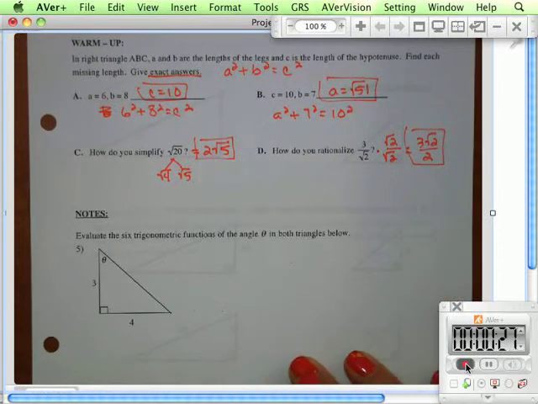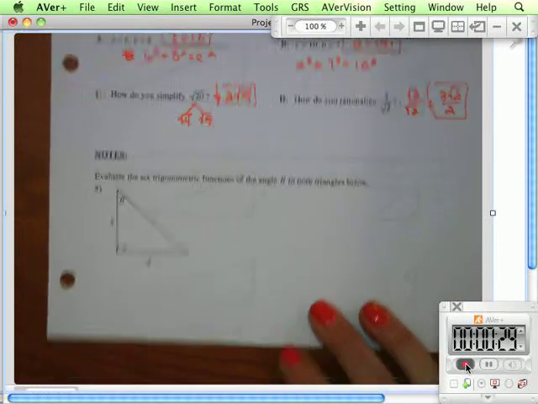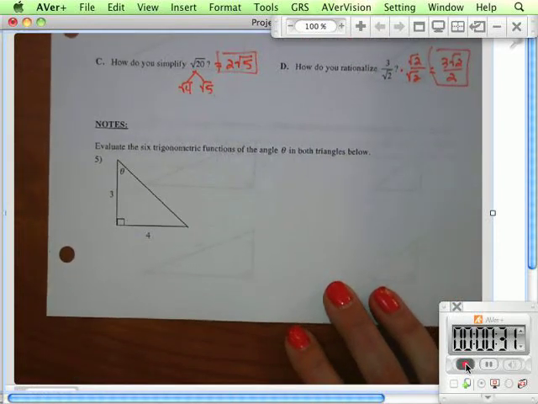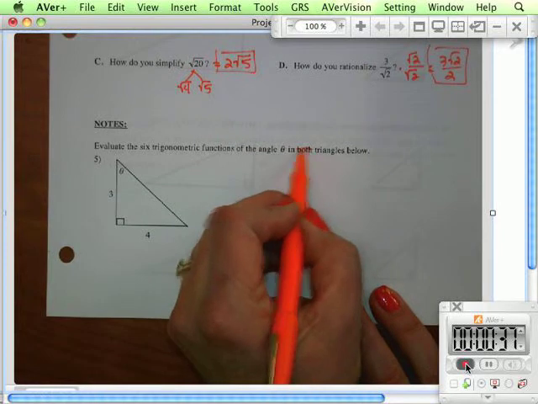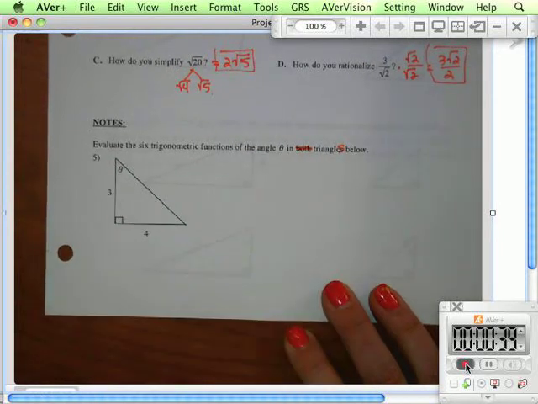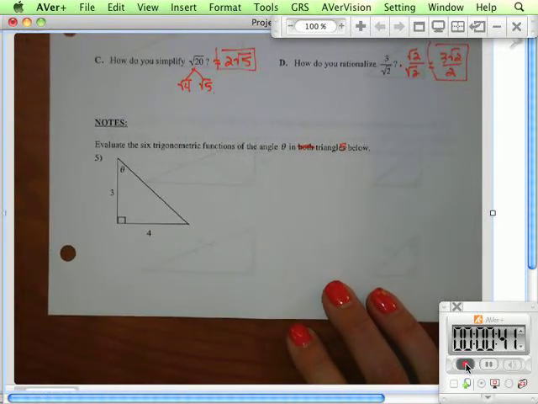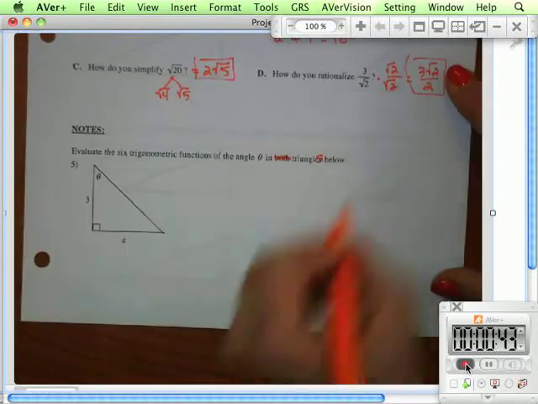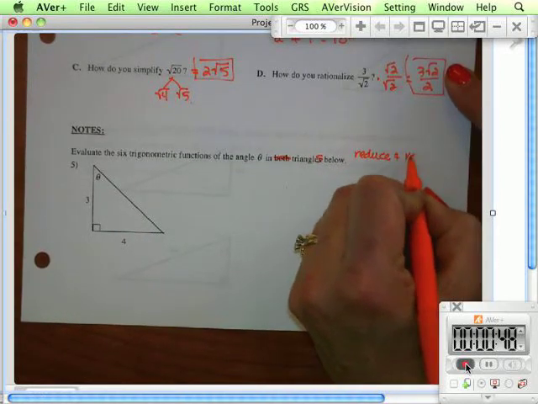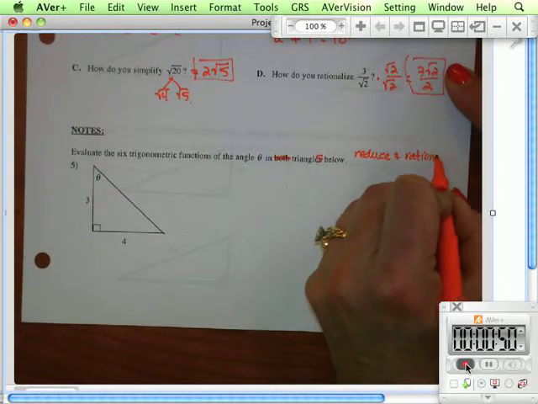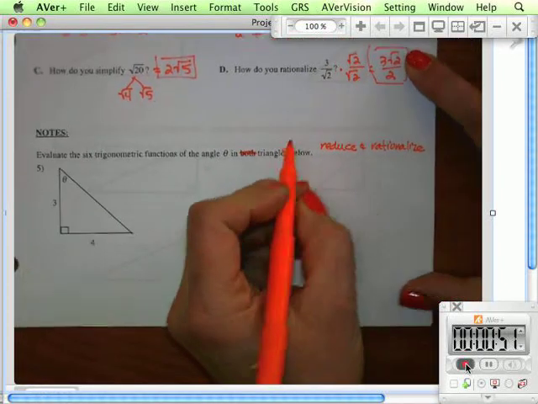So, today, let's start by evaluating the 6 trig functions of angle theta in both triangles below. Now, there's only one triangle in the triangle below. So you have to reduce and rationalize if needed. No decimals, basically, is what's happening here.